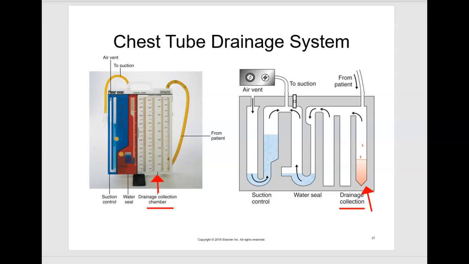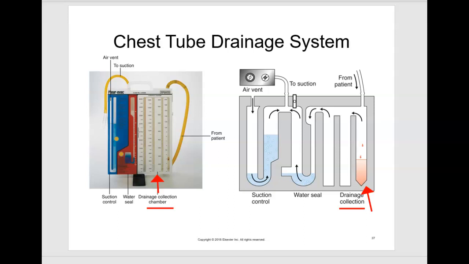The first chamber is the drainage chamber. This chamber is where the fluid being pulled from the pleural cavity is collected, whether it's blood, serosanguinous fluid, or purulent fluid. Any fluid being pulled off the patient would collect in this drainage collection chamber.